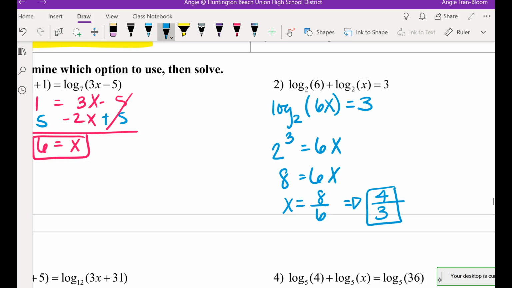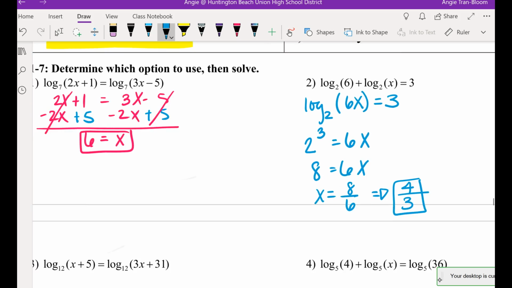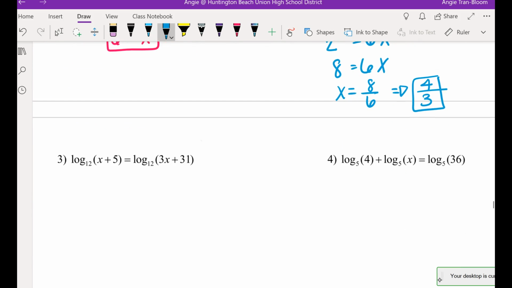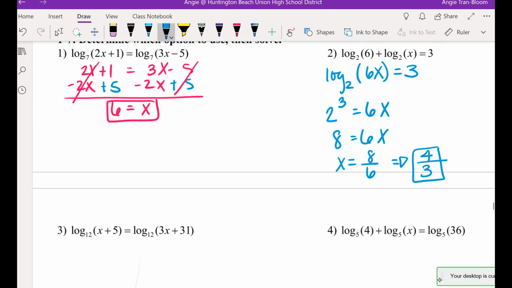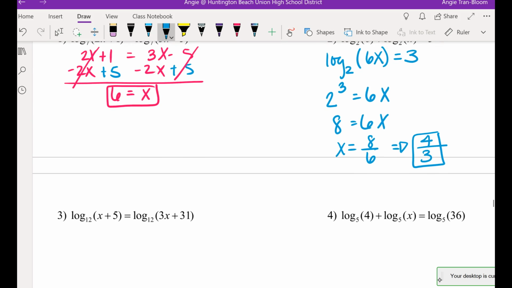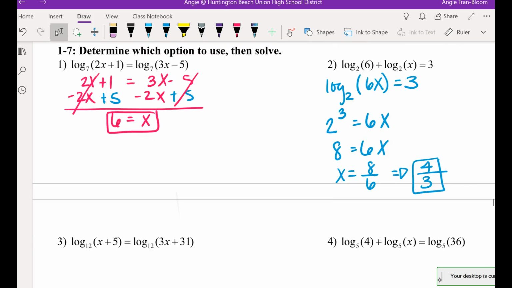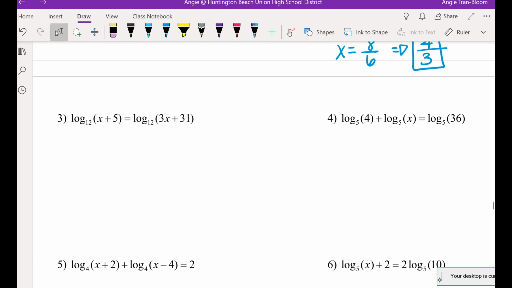Let's check it. Plug it back in. Positive or negative? Positive, so you can keep it. Am I going too fast? No. Yes. Okay. You're checking it because you want to make sure that a log can't be negative. And also make sure it equals the other side at times. Like number 1, it equals. Number 2, you don't have to, just make sure it's positive.